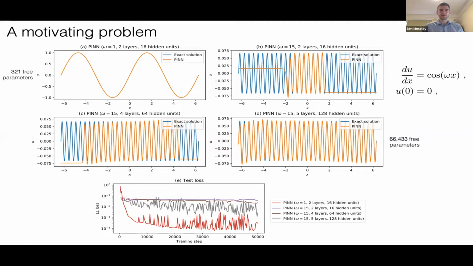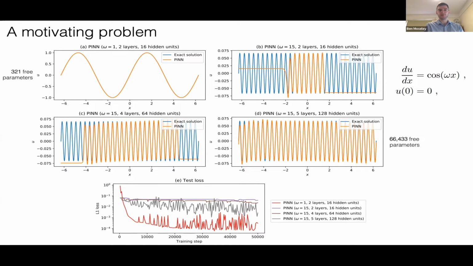And I trained the PINN for different frequencies. So for the first PINN, I trained it with ω equals 1, and then I retrained it again for ω equals 15. And the top left shows you the low frequency result, and I'm using a very shallow neural network with just 2 layers and 16 hidden units. And it snaps to the answer straight away, as we would probably expect. It's a very simple problem.